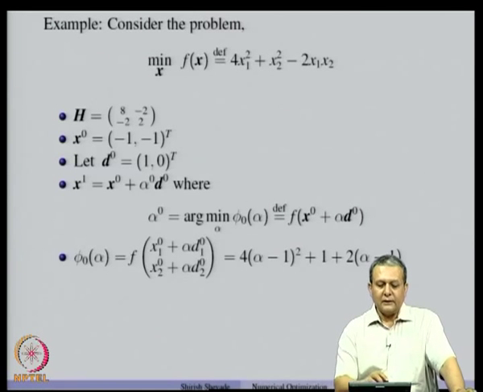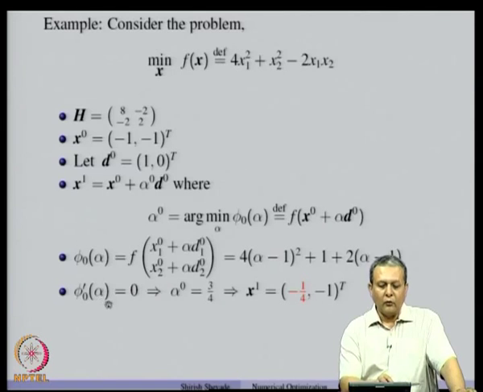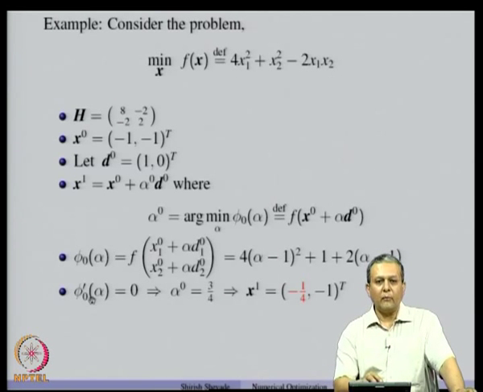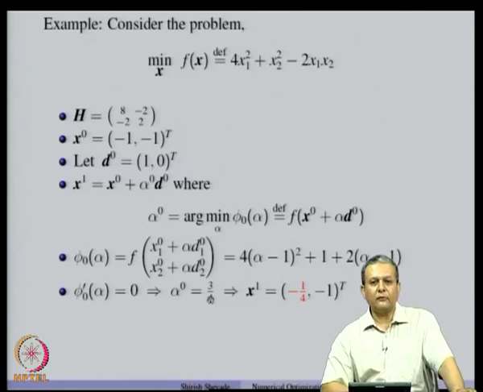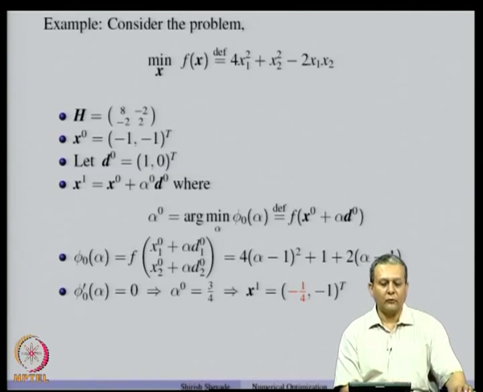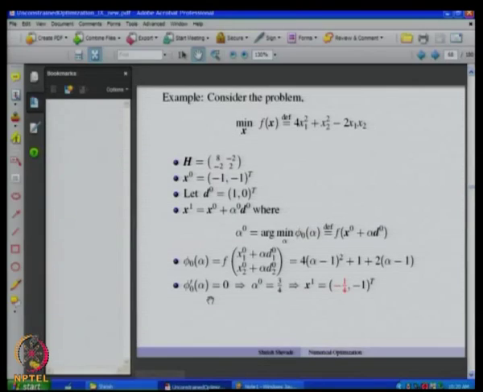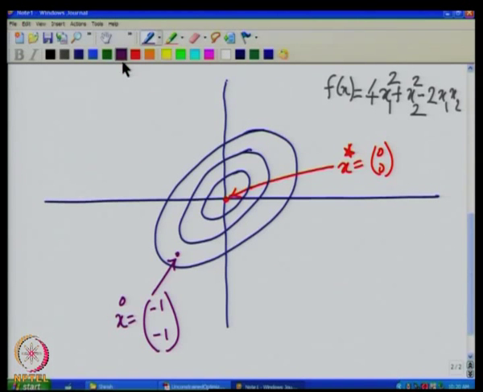So, we used this last time and found that phi prime(alpha) equal to 0 implies alpha0 is equal to 3 by 4, and we move to the point minus 1 by 4, minus 1. So, we took this step and moved to the point. So, this point x1 is minus 1 by 4, minus 1.